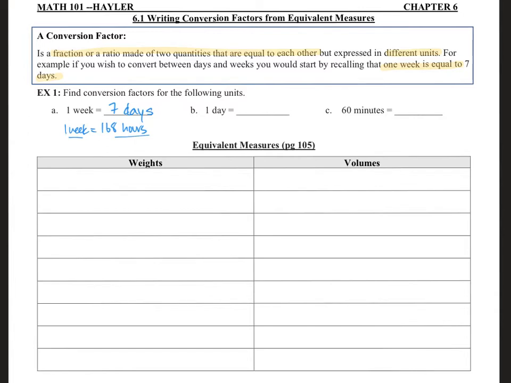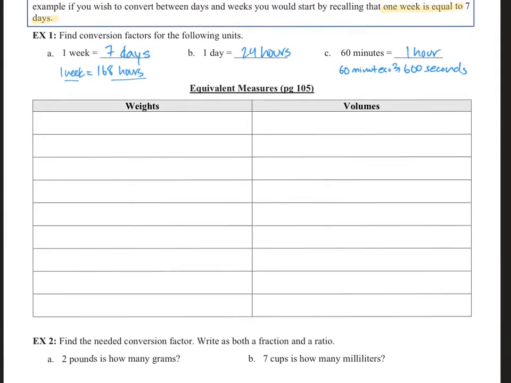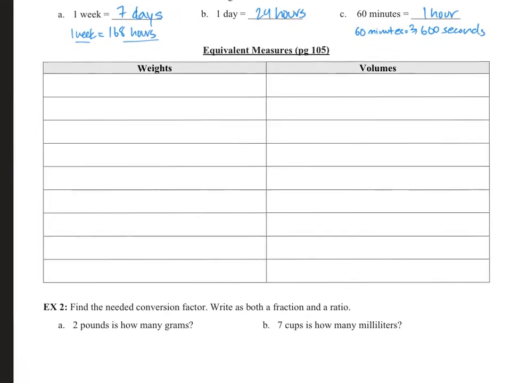So one day, you could do 24 hours. 60 minutes, you could do 1 hour. Or you could even say 3,600 seconds. There are many different conversion factors out there, and you just have to find the one that works for your problem. So right now we're going to work on a few more equivalent measures from page 105.